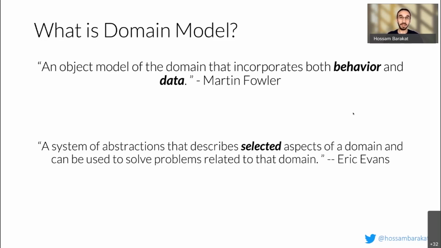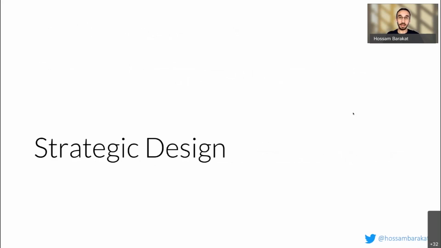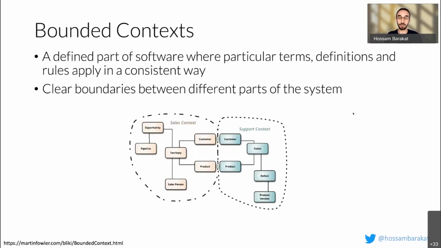The thing to keep in mind is, as we add more and more features, our domain model will keep getting bigger. And having a very large domain model will make it harder to understand and harder to maintain. This is where the strategic design patterns from domain-driven design help us solve this problem. The suggestion from domain-driven design is to break that large domain model into small bounded contexts. A bounded context is a defined part of the software where you have the terms, definitions, and rules applied consistently.